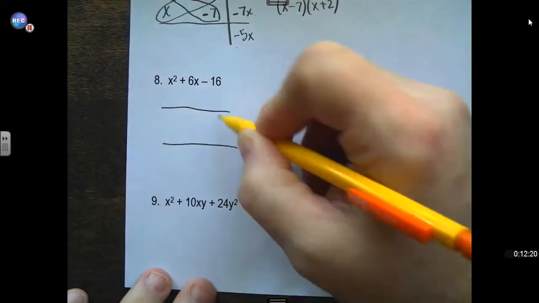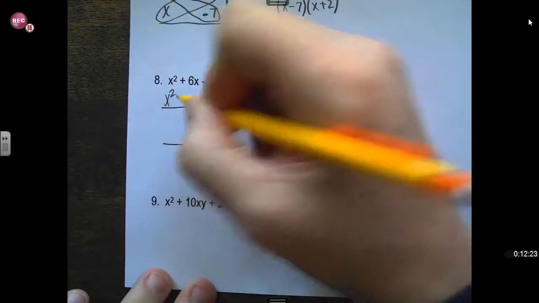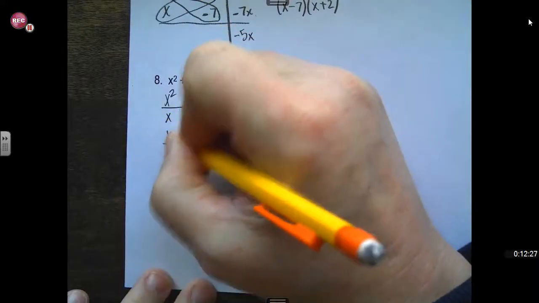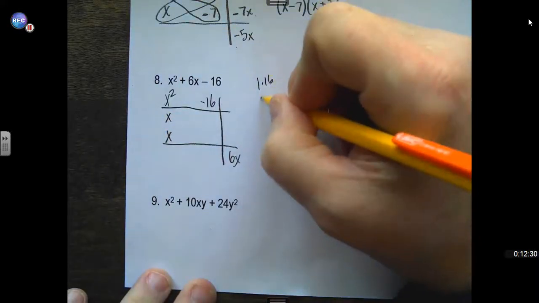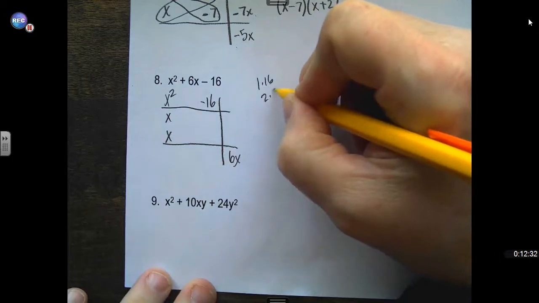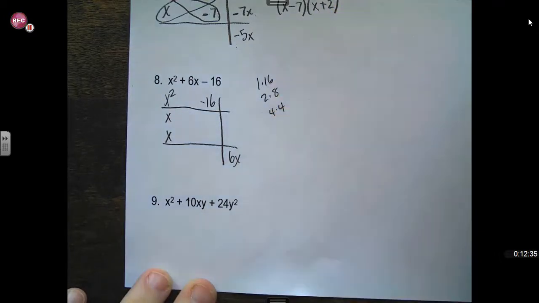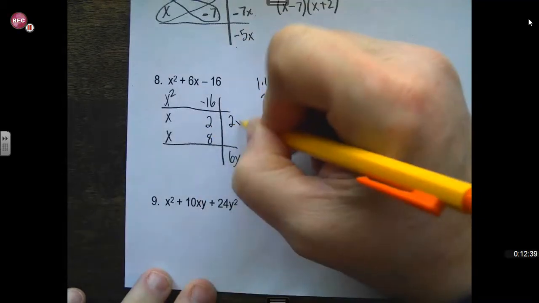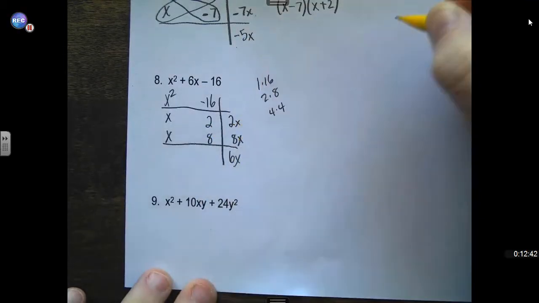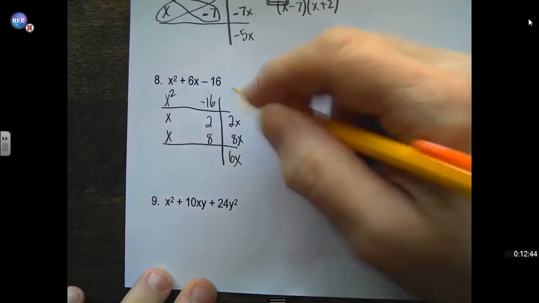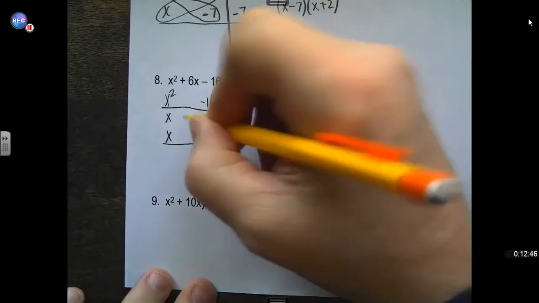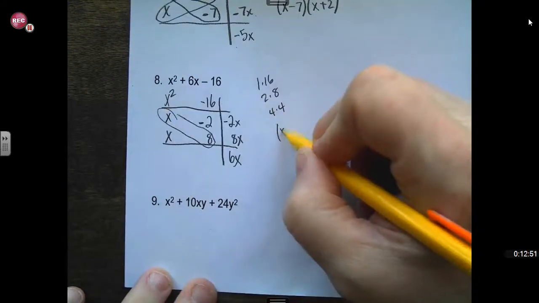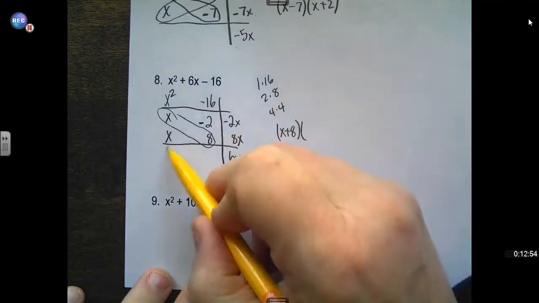Factor puzzle. X squared, negative 16, 6x, x times x, 4 times 16, 2 times 8, 4 times 4. It's going to be 2 times 8. It's the winner. So multiply across 2x, 8x. To get a positive 6x, I need the smaller one, which is the 2, to be negative. So this is the quantity x plus 8 times the quantity x minus 2.